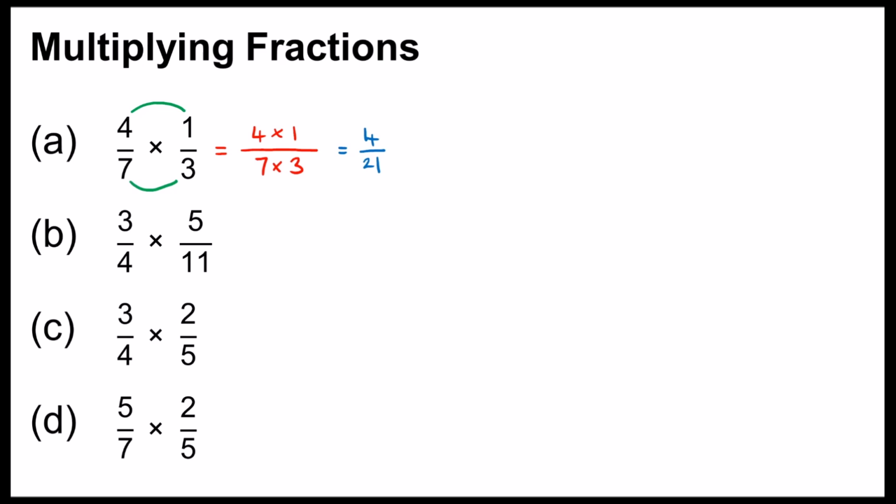My second example asked me to work out 3/4 times by 5/11. Using the same process, I need to start off by timesing the top two numbers. That gives me 3 times 5 on the top of my fraction. And multiplying the bottom two numbers gives me 4 times 11 on the bottom. Working these calculations out gives me 15 on the top, that's 3 times 5, and 44 on the bottom, which is 4 times 11, meaning my final answer is 15/44.